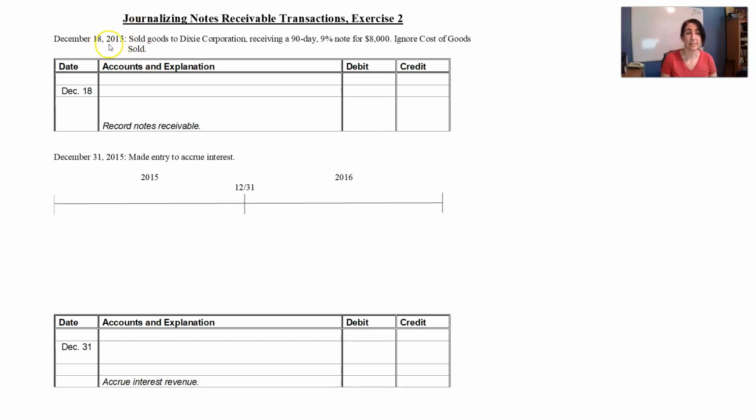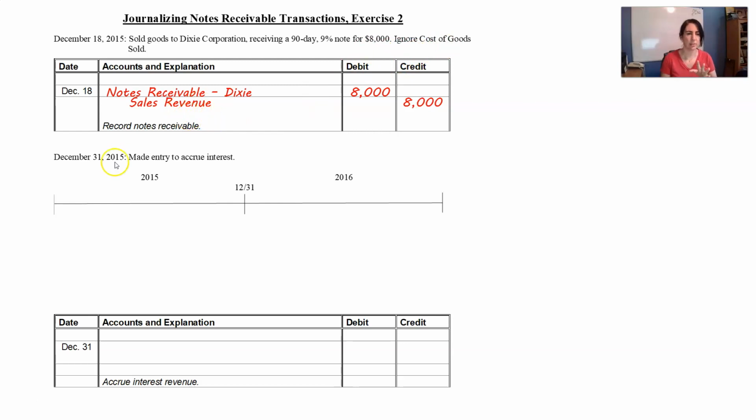All right, so it's December 18th. We sold goods to Dixie Corporation, receiving a 90-day, 9% note for $8,000. Okay, so they owe us, but it's for goods. Right, we sold something to them. They're going to pay us in 90 days with interest. So we're going to record the sales part of the entry on December 18th. We've got a debit to notes receivable and a credit to sales revenue. It tells us to ignore the cost of goods sold inventory part.